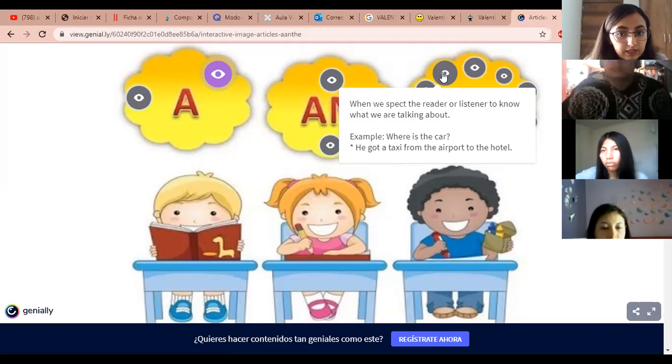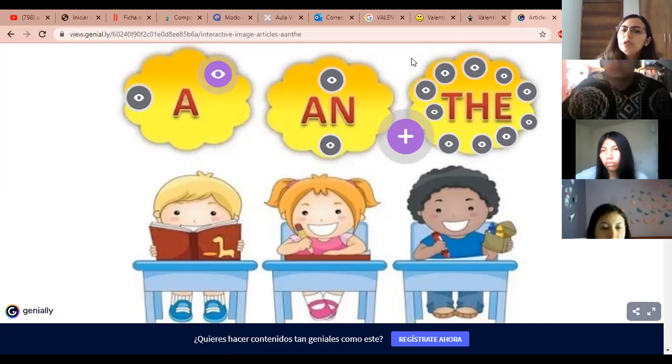Here we have another example. We have, where's the car? ¿Dónde está el carro? ¿Sí? Eso quiere decir que yo y la otra persona conocemos de qué carro estamos hablando. Entonces, that's why we're asking, where's the car?